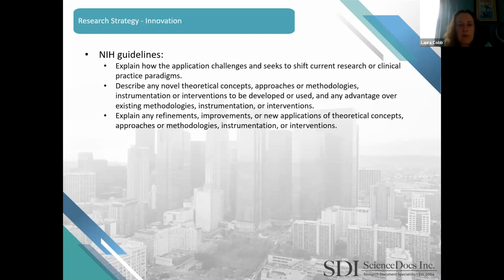So here is how the NIH describes the innovation section. You should explain how your application challenges and seeks to shift current research or clinical practice paradigms. You want to describe any novel theoretical concepts, approaches, or methodologies, instrumentation or interventions to be developed or used, and any advantage over existing methodologies, instrumentation, or interventions. You should explain any refinements, improvements, or new applications of theoretical concepts, approaches, methodologies, or interventions.